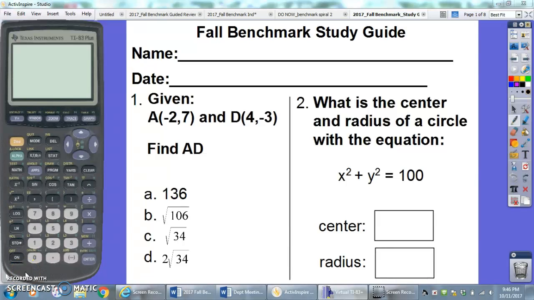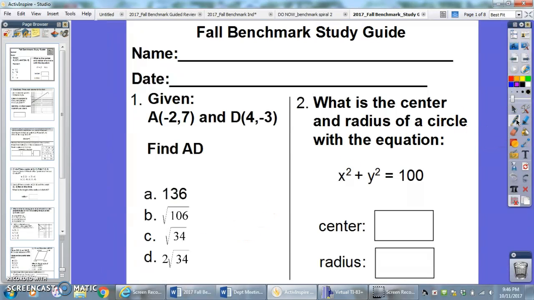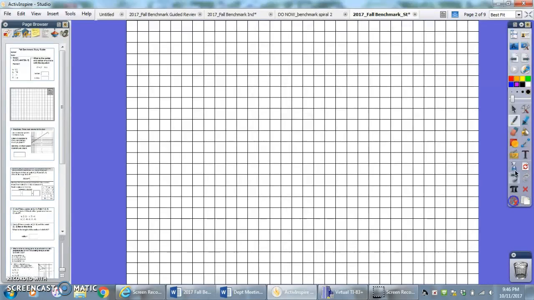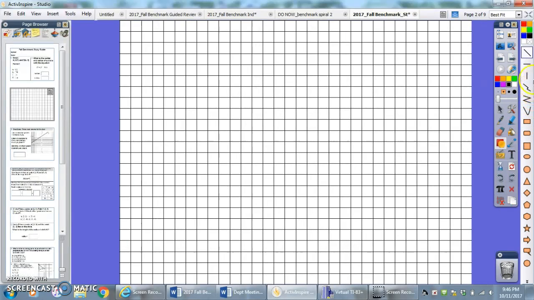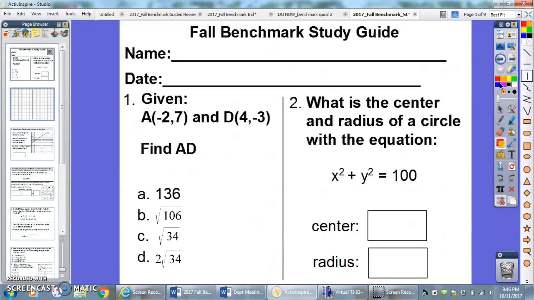Okay, so let's go over our fall benchmark study guide. So question number 1, you're finding the length or distance between A and D. Okay, so we're going to need a sheet of graph paper. Alright, so my X and Y axis, sketch out real quick. Alright, and then I'm going to plot my points.